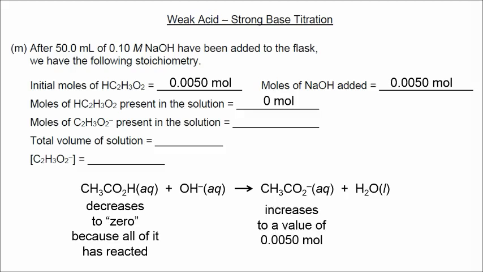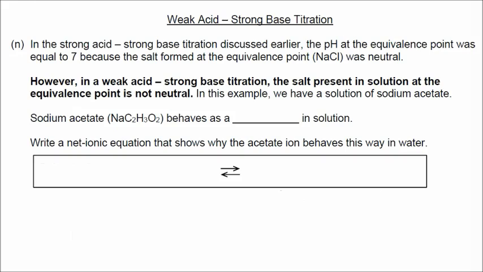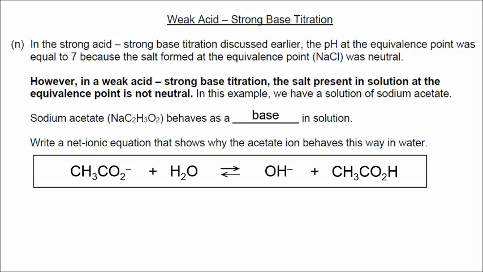We've produced sodium acetate. The number of moles of acetate is 0.005. The total volume is 100 milliliters, or 0.1 liters, and we have a concentration of acetate of 0.05 moles per liter. Now the acetate, unlike chloride, which is a neutral ion, is a weak base. So remember that sodium acetate behaves as a base in solution, so this pH is not going to be 7. The net ionic equation for what happens when acetate reacts with water is that acetate reacts with water to produce hydroxide ions and acetic acid molecules.